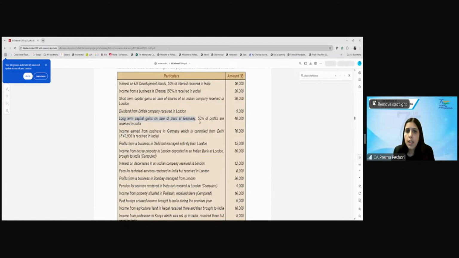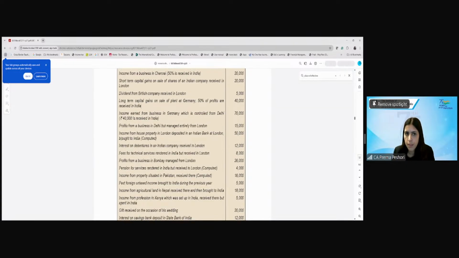Long-term capital gain on sale of plant at Germany, 50% profits received in India. For resident, 100% taxable, non-resident. Yes, even for RNOR, 40,000.